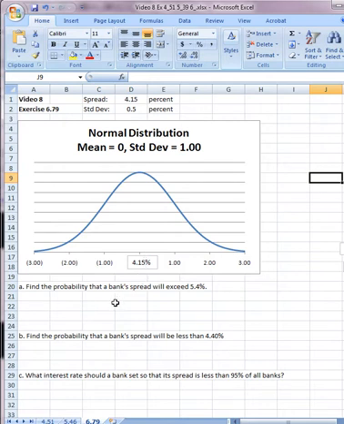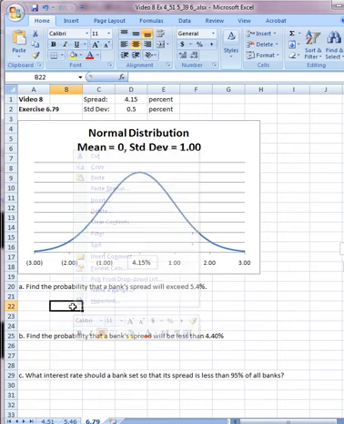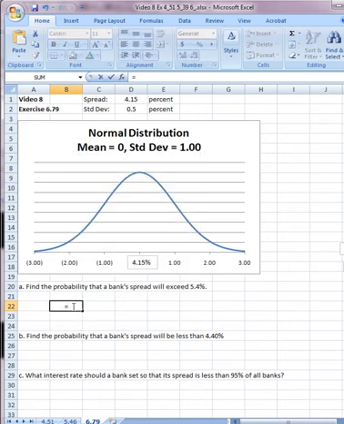Okay, the first problem we're asked to do is to find the probability of picking a bank at random and finding that its spread is 5.4% or greater. Now, the first thing is we have to figure out where that is in relationship to z. So to do that, we take the value we're interested in, which is equal to 5.4, and subtract from that our mean value of 4.15%. That says that the value we're interested in, 5.4%, is 1.25 percentage points greater than the mean.